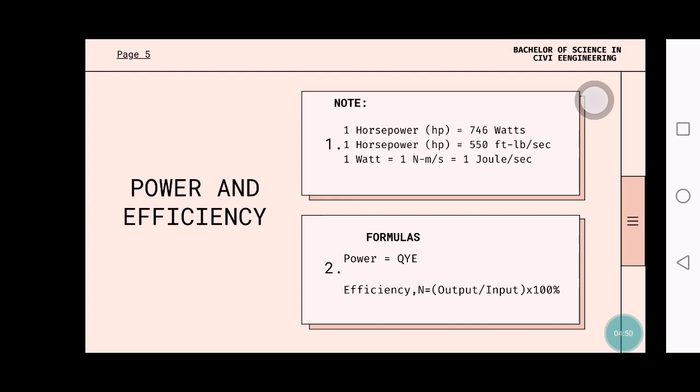Note, 1 horsepower (HP) is equal to 746 watts. 1 horsepower is equal to 550 foot-pounds per second. 1 watt is equal to 1 Newton meter per second, or equal to 1 joule per second. The formula for power is Q discharge times weight density times energy. For efficiency, eta is equal to output over input times 100.